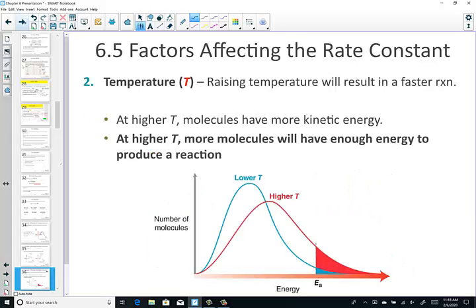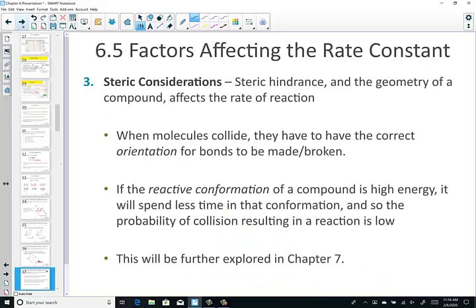If I raise the temperature of a reaction, again, more kinetic energy, more collisions, more successful collisions, therefore you'll have faster kinetics. The reactions will occur faster at higher temperatures. The third factor we talked about was steric consideration. Just think in terms of the molecular geometry.